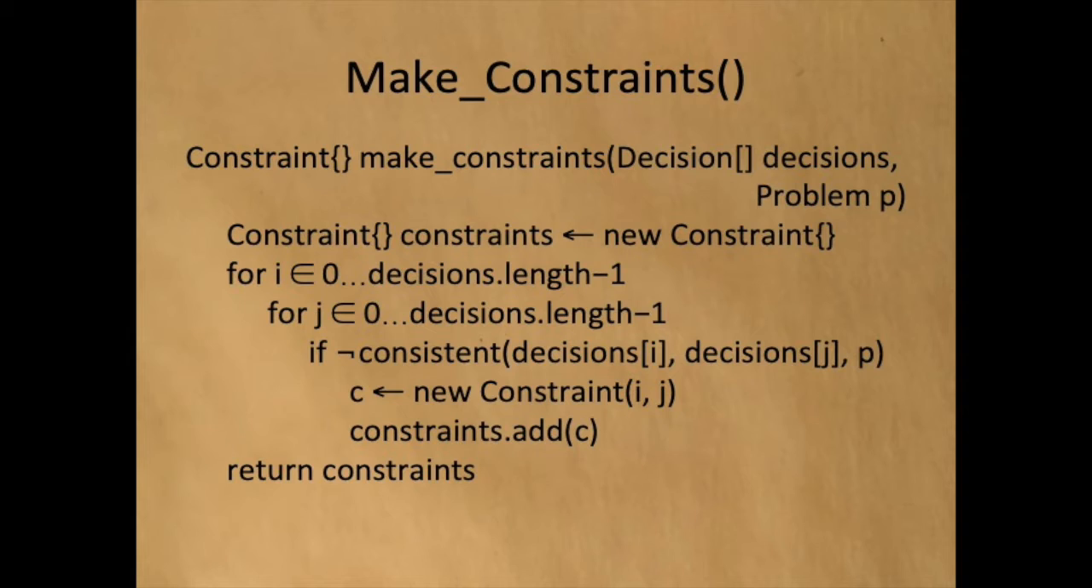The makeConstraints function builds a set of constraints between all pairs of incompatible decisions. It first creates a new set of constraints. Then, for every pair of decisions, it determines whether or not those decisions are consistent. If they are inconsistent, then it creates a new constraint between them and adds the constraint to the set. It finally returns the set of constraints.